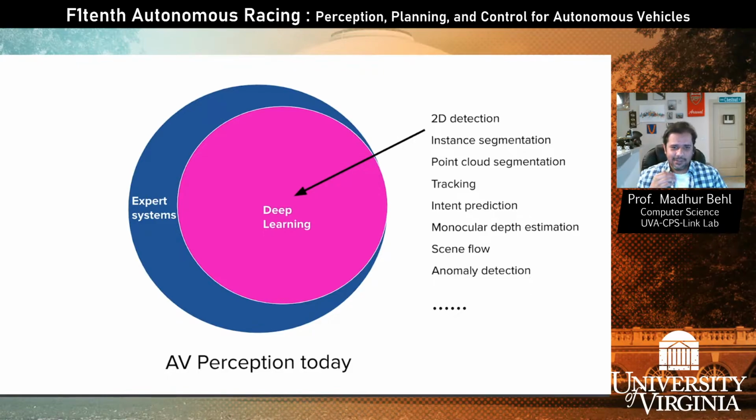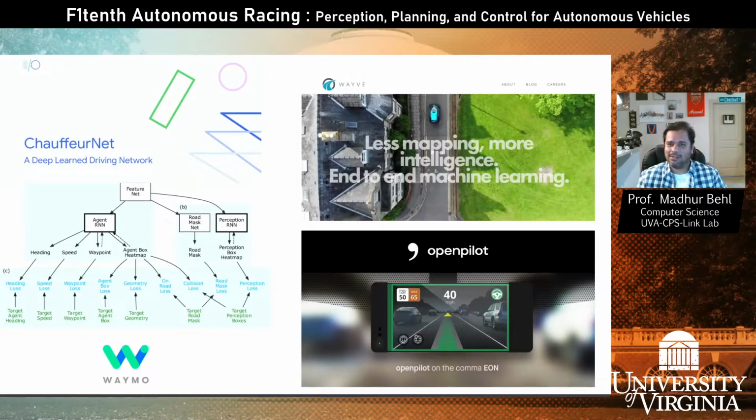In some cases, even the planning and control is being done with deep neural networks. So that's not a hypothesis. This is happening. It's real. Here are some examples of end-to-end fully drivable networks, which go from pixels all the way to control or pixels to trajectory.